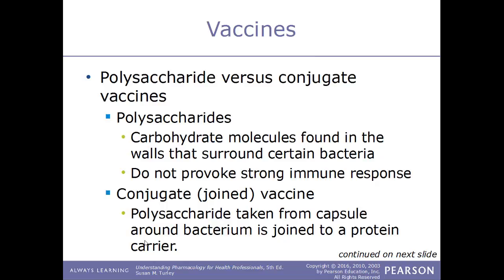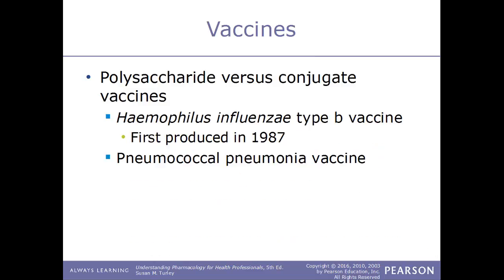Now, a polysaccharide vaccine has carbohydrate molecules that are found in the walls that surround certain bacteria, but these do not provoke a strong immune response from the body. Conjugate vaccines, or joined vaccines, have a polysaccharide taken from the capsule around the bacterium that is joined to a protein carrier. An example of each of these categories: the Hib vaccine, Haemophilus influenzae type B, is a conjugate vaccine. It was first produced in 1987. And the pneumococcal pneumonia vaccine is a polysaccharide vaccine.